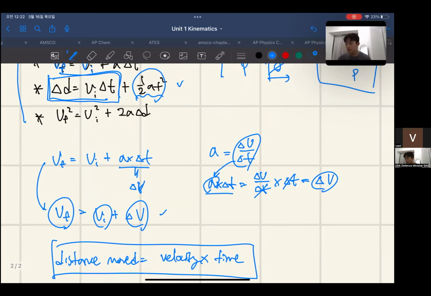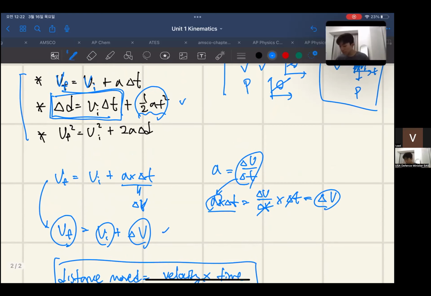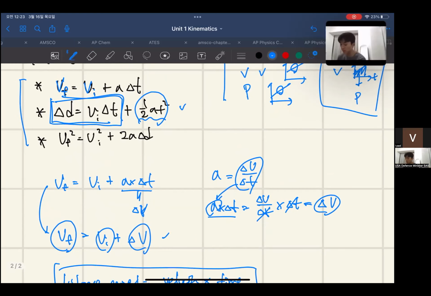Now let's look at our last formula. Now, I hate the last formula because it means nothing. It has no physical significance, but it's simply a mathematical formula made from the two formulas above. Now, what this means is, if you look at this formula, you would be able to notice how you have delta D over here. Now, in the formula above, we know that delta D is equal to VI times delta T plus 1/2 AT squared.